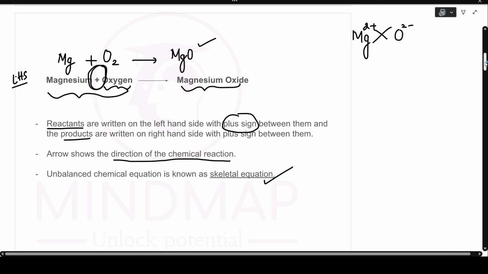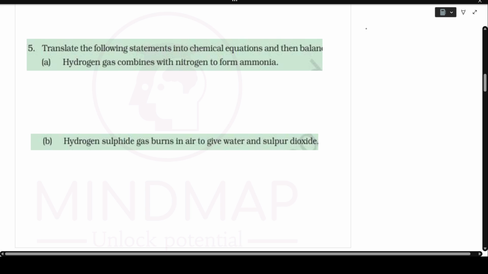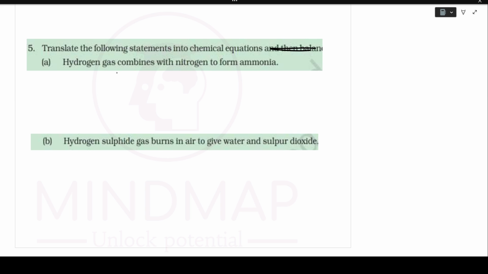Okay? Here is question number 5 from your NCERT. Let's practice just writing the chemical formulas, not balancing now. Here it is hydrogen gas. Again, we know that hydrogen is diatomic, so we will write H2 gas. Plus it combines with nitrogen, N2. This is also diatomic. And what does this form? It forms ammonia, NH3. Done?